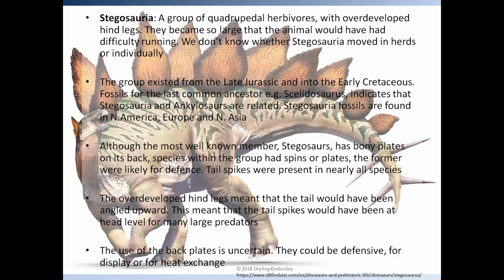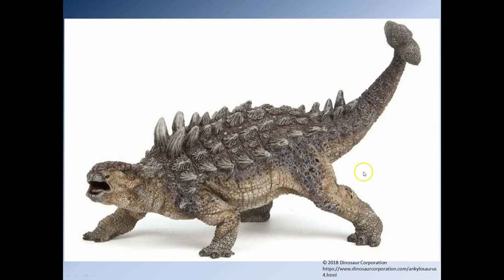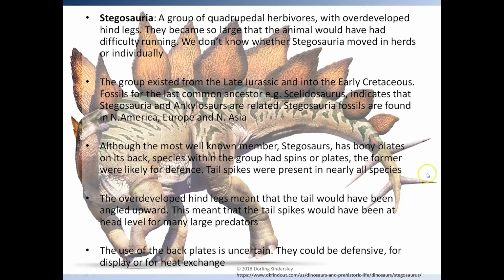So the group existed from the late Triassic to the early Cretaceous, and fossils for the last common ancestor, Huayangosaurus, a dinosaur that I'm not going to try and pronounce, I'm sorry, the name is right there if you want to have a crack at it, indicates that the stegosaurs and the ankylosaurs are related. And you can kind of see basic similarities there, both quadrupedal, both have sets of plates or spines running down the back, and both have tails which end in defensive structures. So, they're related.